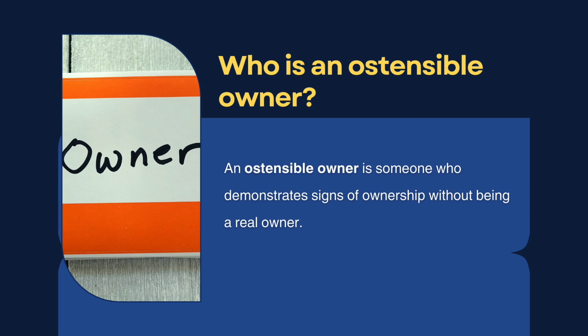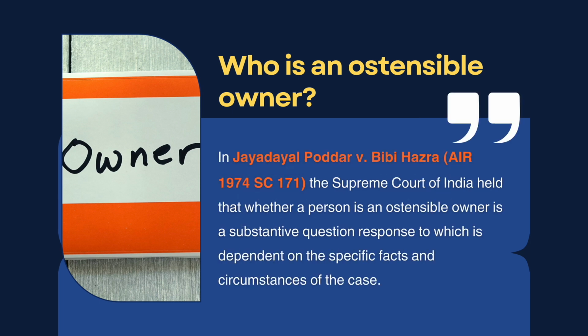Now, one of the first questions then, therefore, that arises, and we looked at it previously, would be who is an ostensible owner? To repeat, an ostensible owner is someone who demonstrates signs of ownership without being a real owner. Now, in Jaya Dalal Podar versus Bibi Hazara, the Supreme Court decision of 1974, the Supreme Court of India held that whether a person is an ostensible owner or not is a substantive question, response to which is dependent on the specific facts and circumstances of the case.